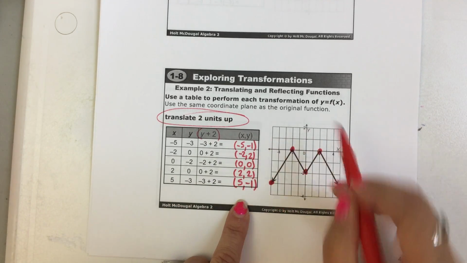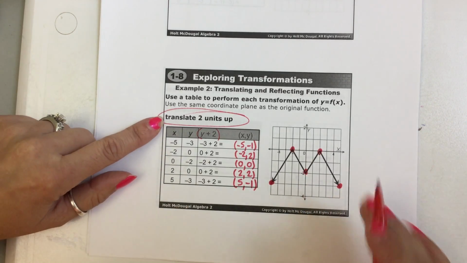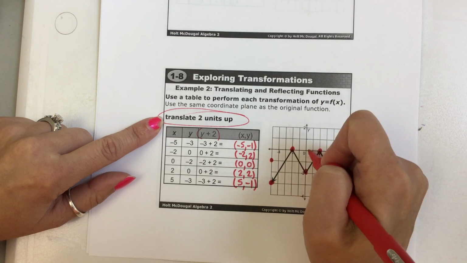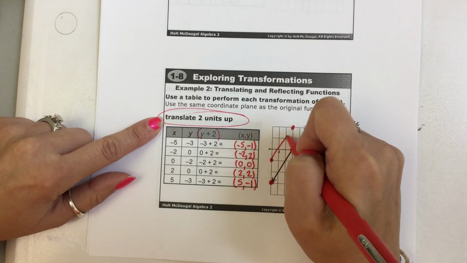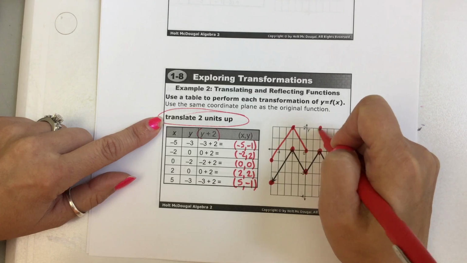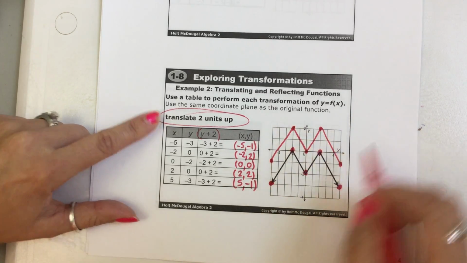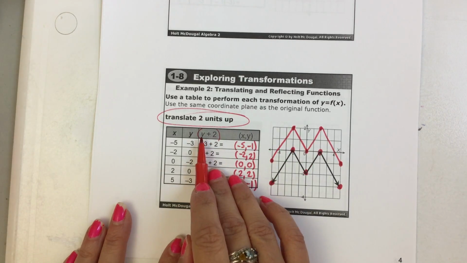Now I plot these points and I should have the same figure. It just should be slid up 2 units. So I go to the left 5, down 1. I go to the left 2, up 2. 0, 0. So there's a line, there's a line. So far it's looking pretty good. Go to the right 2, up 2. Go to the right 5, down 1. There is the same shape, the same size. The whole figure just slid up 2. We did that by taking our y-coordinate and adding 2.